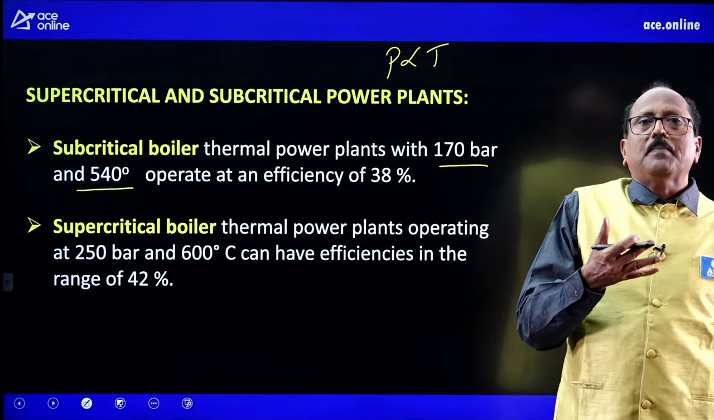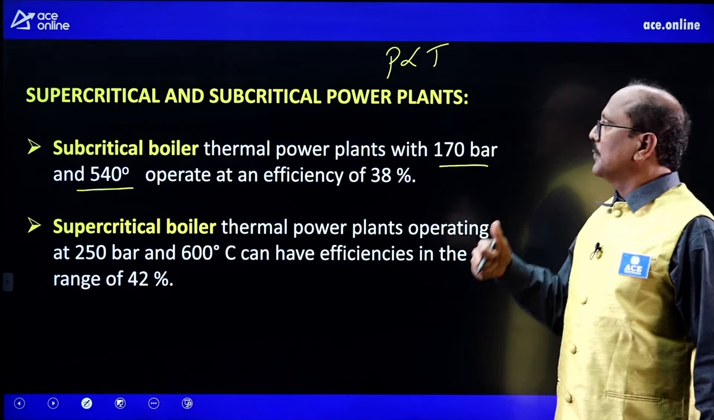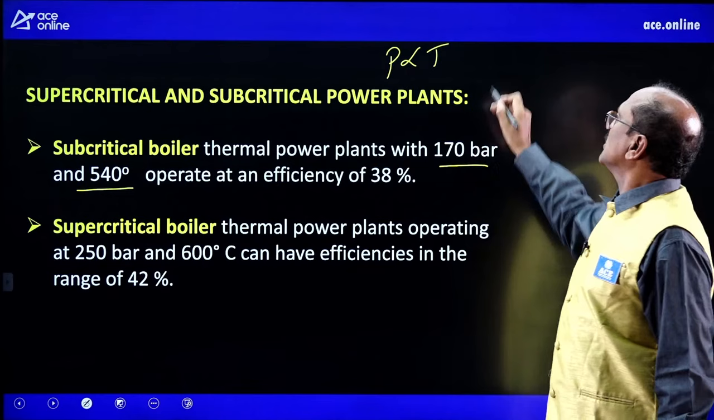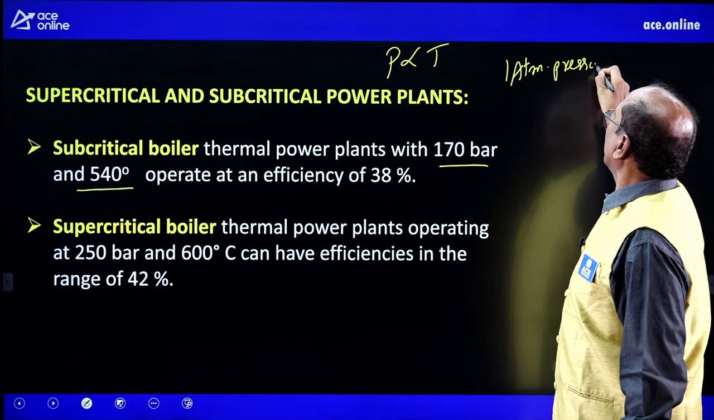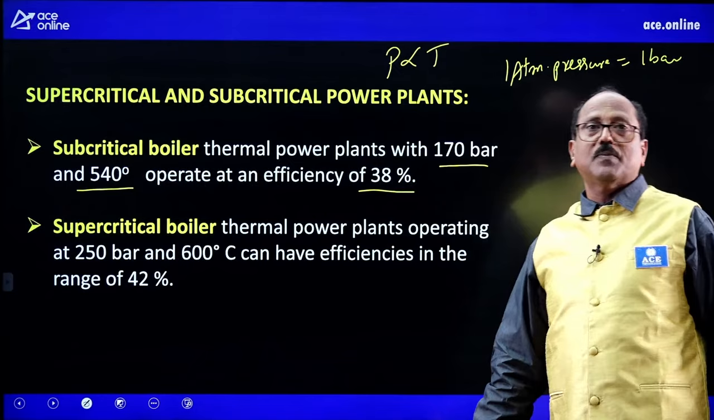Water temperature 500 degrees centigrade at 170 bar is called subcritical. Supercritical means, critical at 218 bar. For that, one atmosphere comparison, 218 times atmospheric pressure. One atmosphere is 1 bar. Our atmosphere is 1 bar. The pressure is 170 and 540. Supercritical means 250 bar and 600. See, efficiency more, 38%. Efficiency almost reaching 40 to 45%.